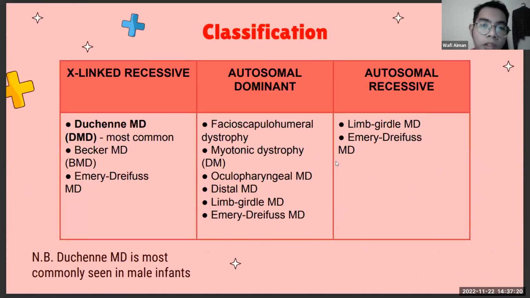So we move to the classification. We have three kinds of classification. The first one is X-linked recessive. The second one is autosomal dominant, and the third one is autosomal recessive.